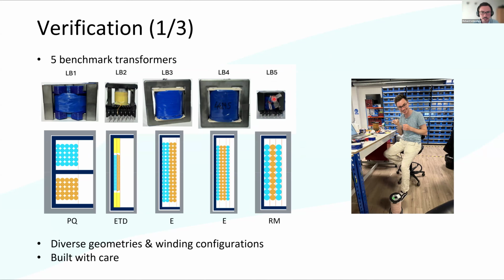This transformer has a leakage inductance around 0.8 microhenry, if I remember correctly, and the reflected loop actually adds some 0.5, 0.6 microhenry. So it almost doubles the leakage inductance. And if you have other transformers with even higher turn ratios, this is even more critical.